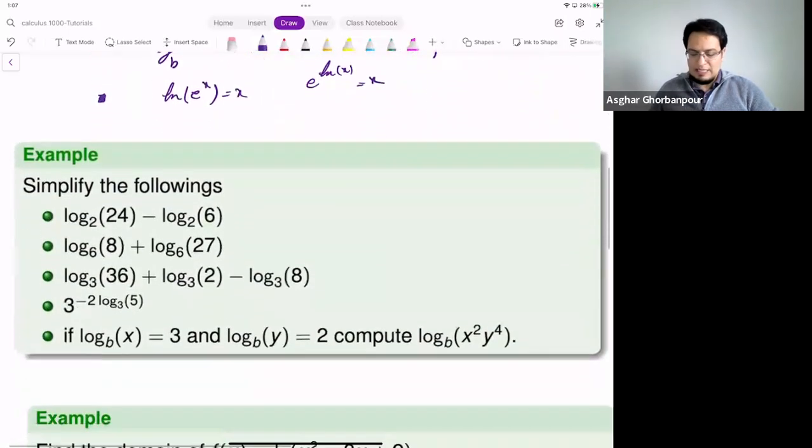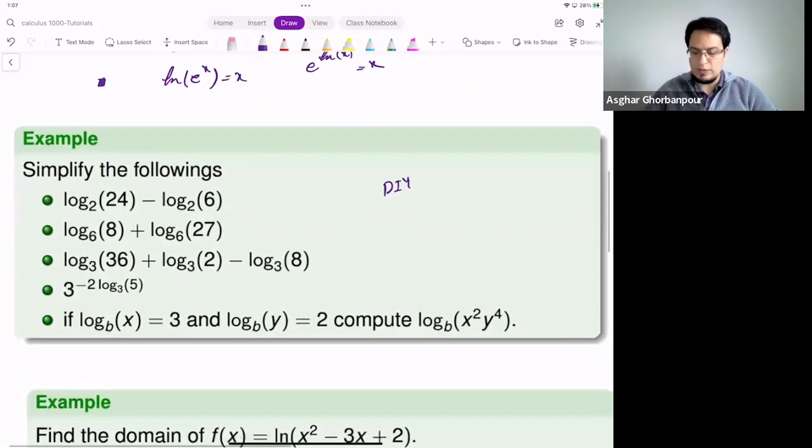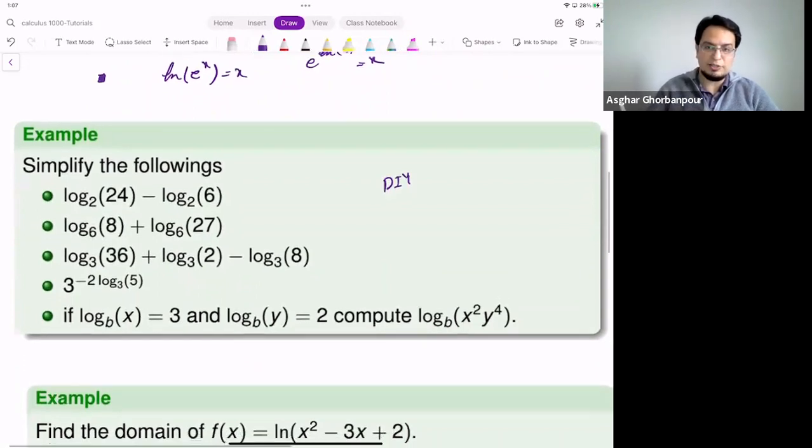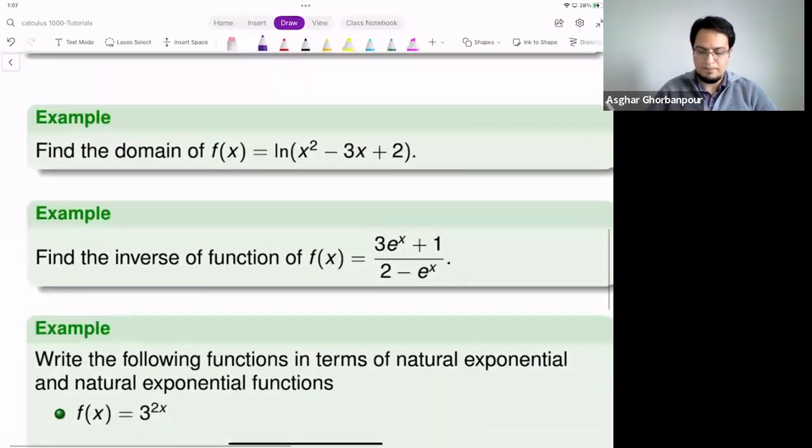So I will leave these first examples for you, because these are just checking the properties of log. I would rather move to the function-related problems for the log and try to do those. Do it yourself. Make sure you understand all of those, okay?